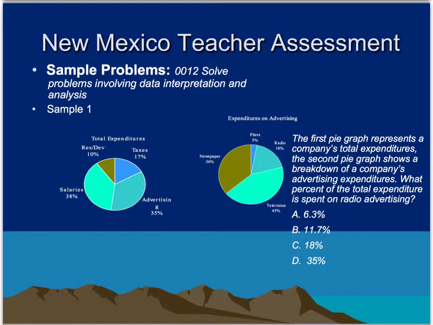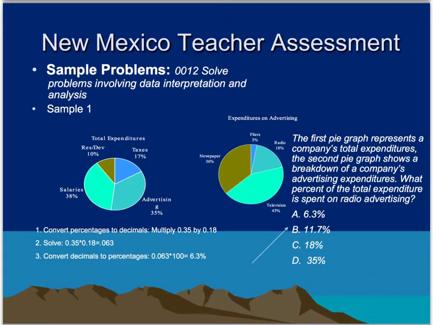The second topic involves solving problems involving data interpretation and data analysis. This is your first sample. Please read it. In this sample, you have percentages and 2 graphs. The percentages need to be converted to decimals, and you divide a percentage by 100.